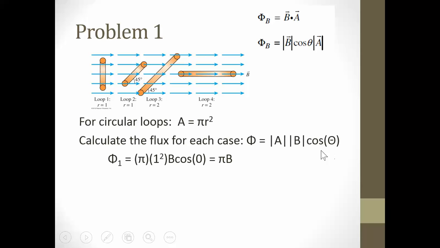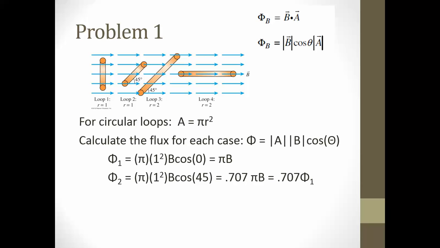So for the first one, we have pi, and we're going to say the radius of the first two is 1, and then the radius of the second two, which we know were doubled, is going to be 2 times 1, which is just 2. So the area of the first one is pi r squared times the magnitude of the magnetic field, it was given as B, times the cosine of the angle. The angle in this case is going to be 0, and cosine of 0 is 1. So this gives me a flux for the first one of pi times B. We don't know the value of B, so we can leave it as a variable.